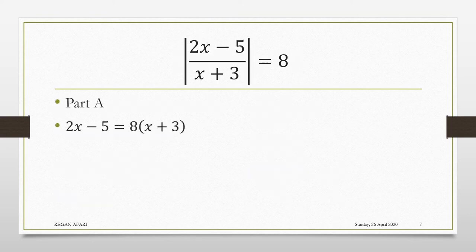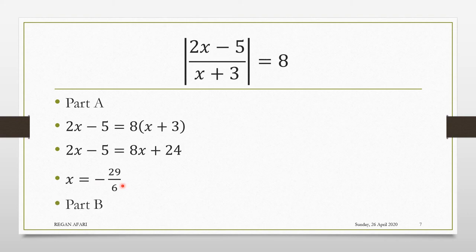So we are starting with part A. Like I said, after equating this to positive 8, this denominator will multiply the 8. Then we expand the bracket, so that will be 8x + 24. Then we group like terms and solve for x. The positive 8x will come over to become negative 8x, so 2 minus 8 will give us -6, and then this 5 will come and add to the 24, and that will be 29. So x is equal to -29/6.